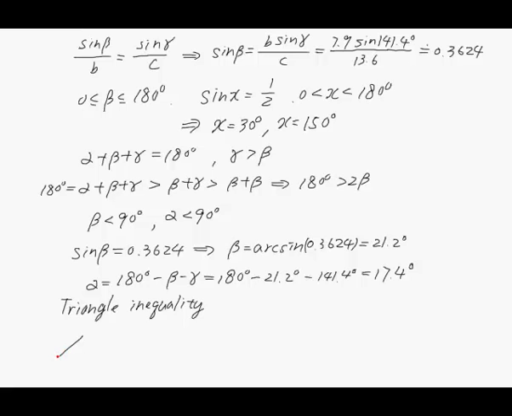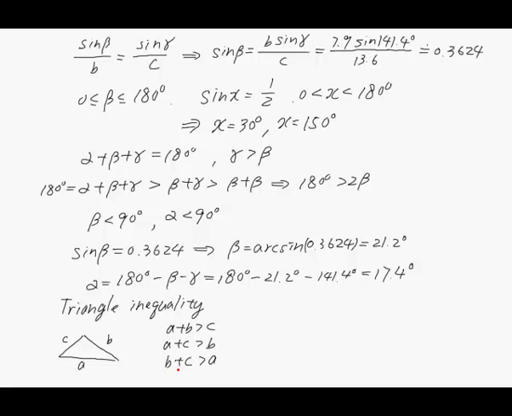So actually, if we have such a triangle, with this a, this b, and this c, then we must have this triangle inequality. The sum of the lengths of any two sides is bigger than the length of the third side. So we have a plus b must be bigger than c. a plus c must be bigger than b. And b plus c must be bigger than a. And this should be strictly bigger than, not bigger than or equal to.